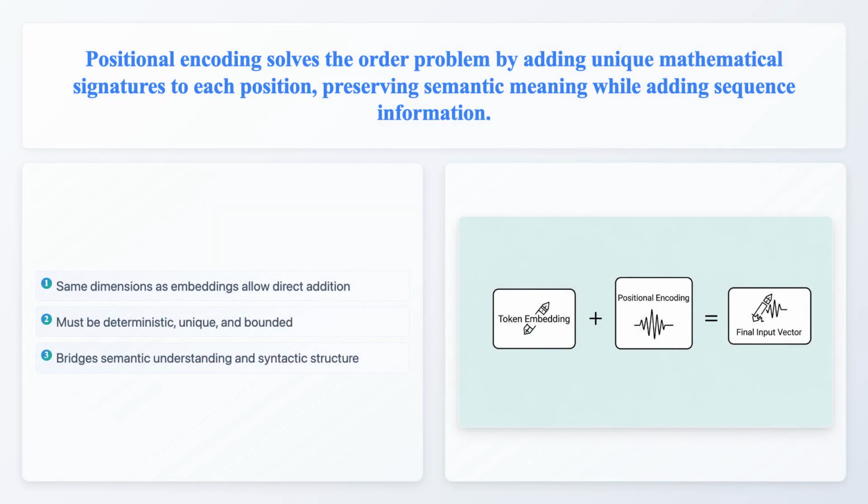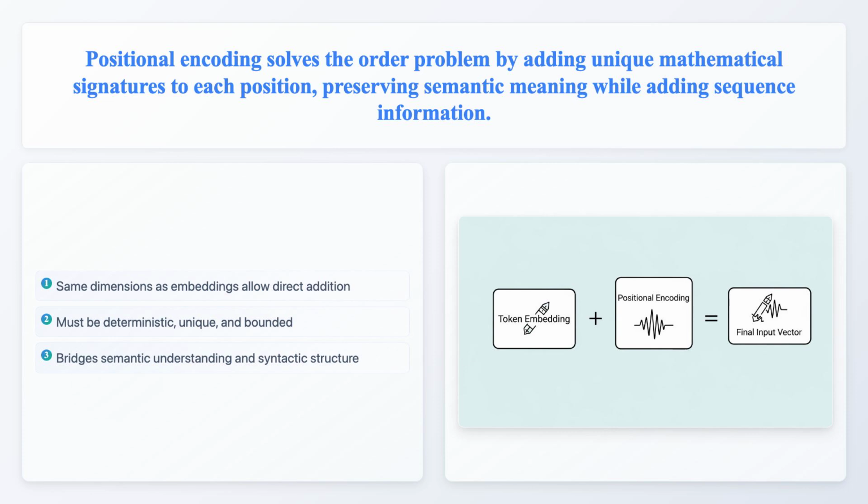The solution to our order problem is elegant: positional encoding. We create a unique mathematical signature for each position in the sequence and add it directly to the token embeddings. Think of it as giving each word a timestamp that the model can use to understand sequence order. Here's the key insight. The positional encoding vector has the same dimensions as the embedding vector, so we can simply add them together. Position 1 gets one signature, position 2 gets a different signature, and so on. This addition doesn't overwrite the semantic meaning, it enhances it with positional context.